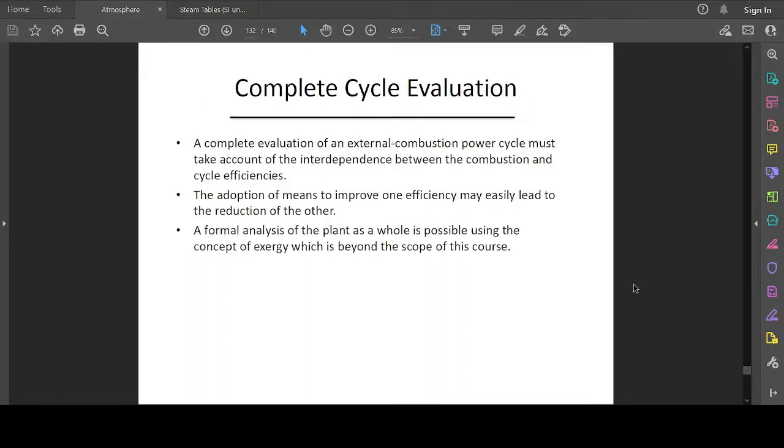So a complete evaluation of an external combustion power cycle must take account of the interdependence between the combustion and the cycle efficiencies, and the adoption of means to improve one efficiency may easily lead to the reduction of the other. So a formal analysis of the plant as a whole is possible using the concept of exergy, which is beyond the scope of this course.